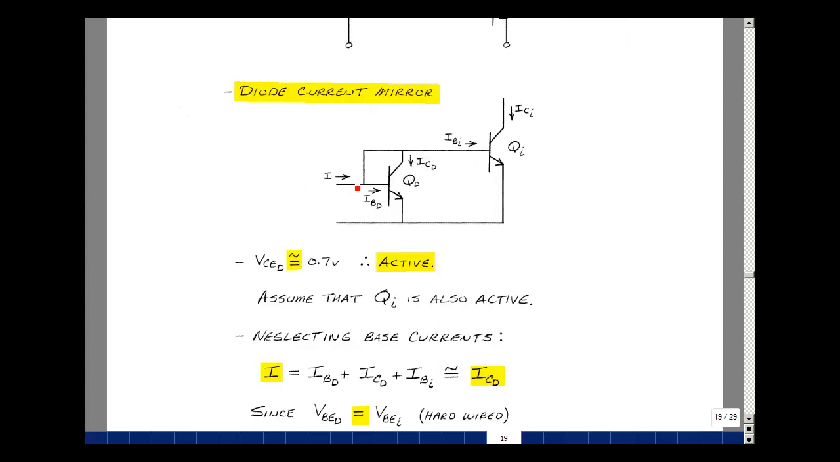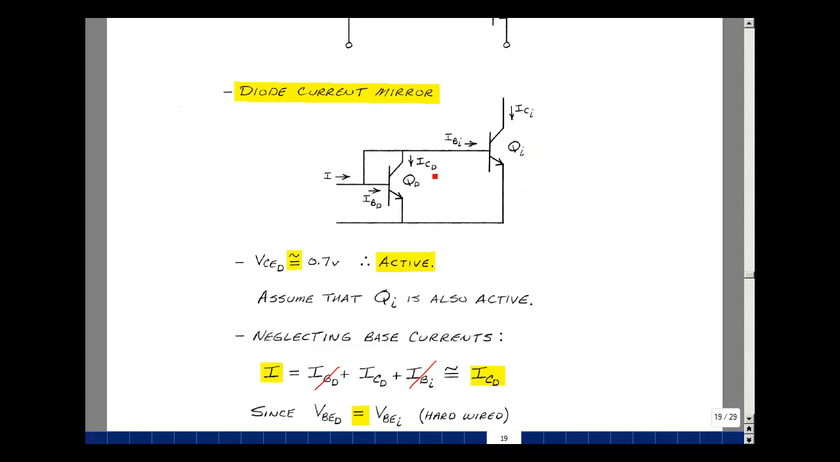The current coming here I'll call I, and that's equal to the base current of Q sub D plus the collector current of Q sub D plus the base current of Q sub I. But if we assume that all base currents are small compared to collector currents, then we could ignore this base current and this base current, and the current I would be the same as the current that's in the collector of transistor D. We also have the base emitter voltage of D the same as the base emitter voltage of transistor I because they're hardwired in parallel.